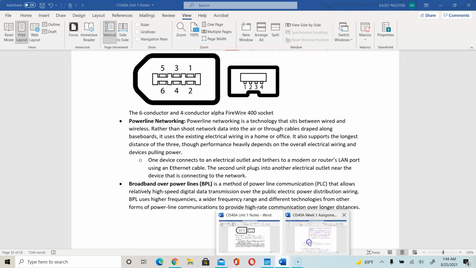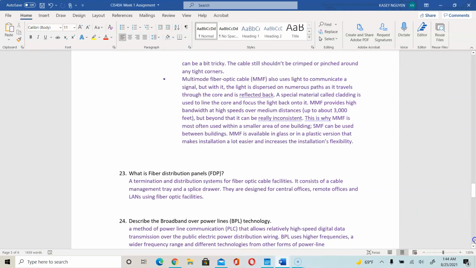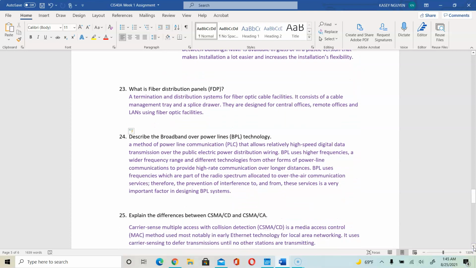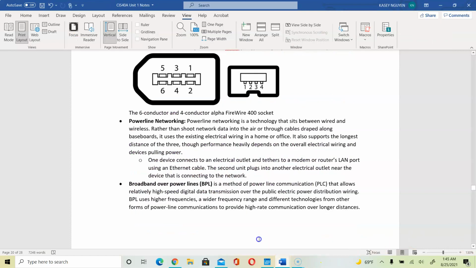So for the questions, you can refer to the notes to answer number 24, which is broadband over power line. And for the notes, we would then look on page 20.